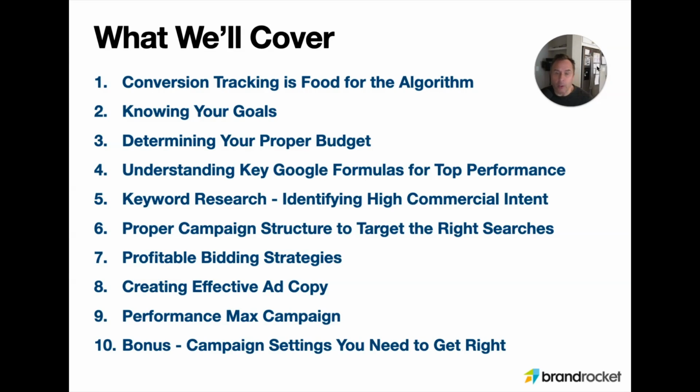We talked about the Google Ads formulas, ad rank and quality score, why they're so important. We talked about keyword research and identifying high commercial intent. We then looked at proper campaign structure to target the right searches, and profitable bidding strategies. And then we covered how to create effective ad copy, with the 15 different headlines and 4 descriptions. We talked about building the ad copy in a Google Sheets document and moving that into the Google Ads editor and then pushing it live into the account.